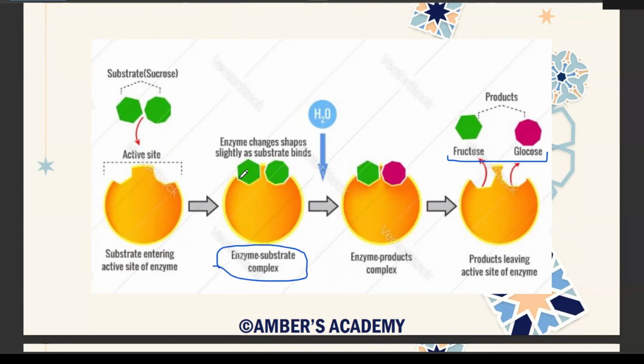This is made when substrates are bound to the active site. So you need to remember this word: enzyme substrate complex. Then afterwards, when the reaction has taken place and products are now being formed, you need to mention that an enzyme products complex is formed, and then you need to mention which products have been formed after this particular reaction.